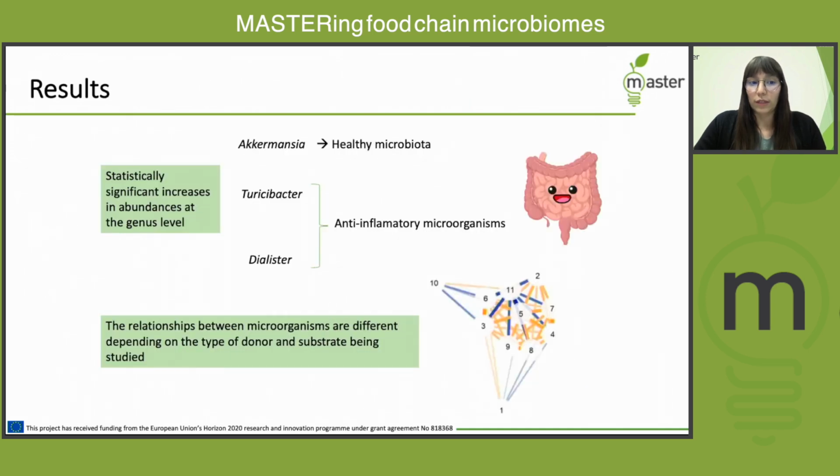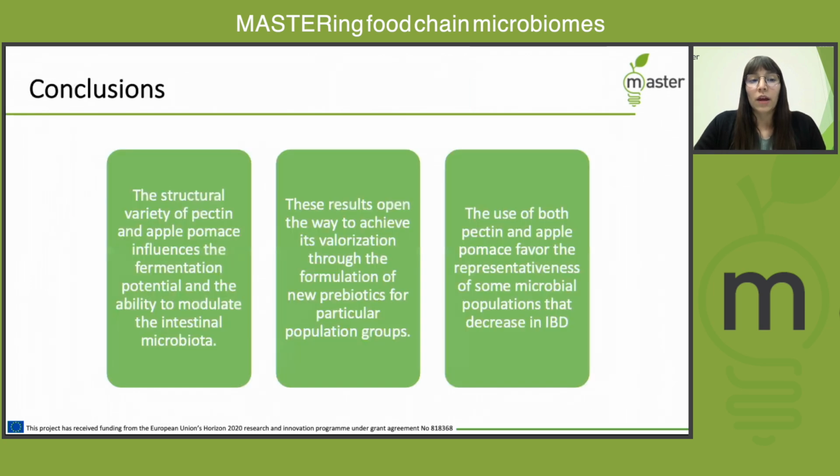In the results of this part, we saw statistically significant increases in abundance at the genus level. For example, Akkermansia, that is associated with intestinal health, and Turicibacter and Dialister, that are anti-inflammatory microorganisms. Also, we saw that the relationships between microorganisms are different depending on the type of donor and substrate being studied.